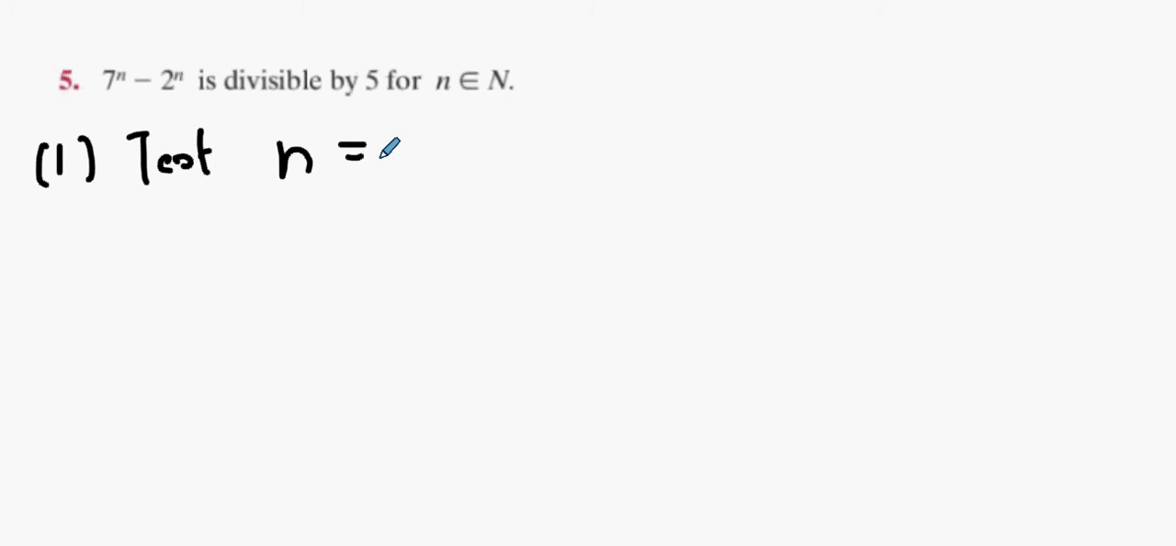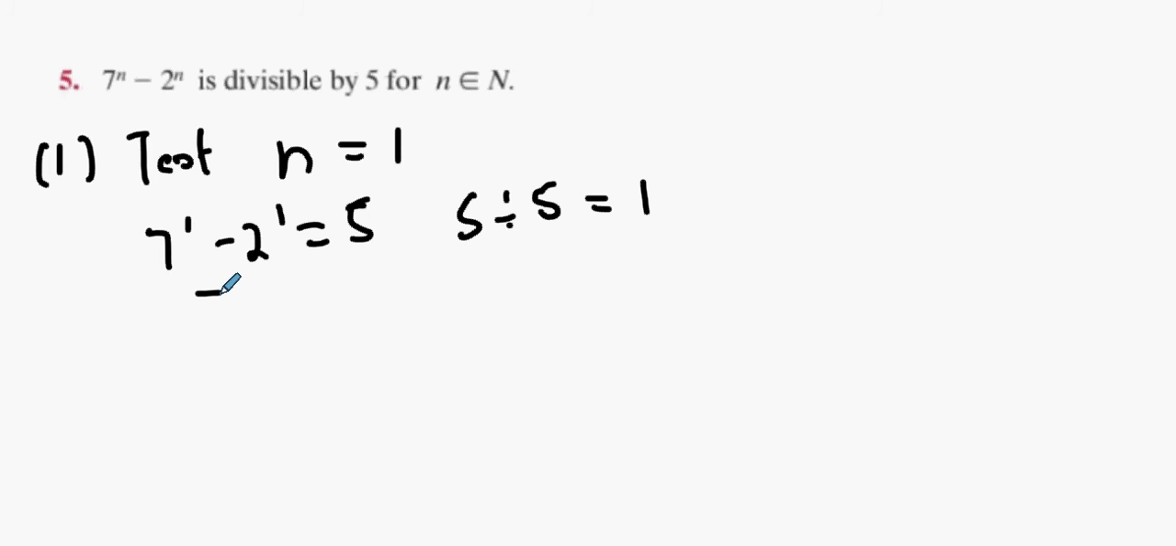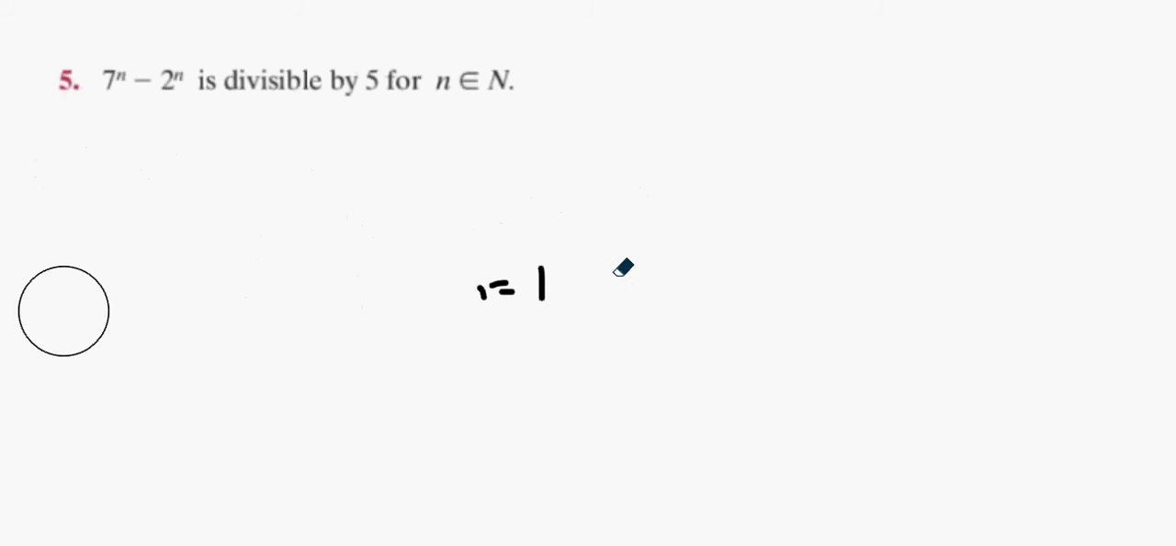Well, that didn't make the video, did it? Now, test n equals 1. 10 to the power 1 minus 2 to the power 1 is 8... actually 7 to the power 1 minus 2 to the power 1 is 5. 5 divided by 5 is 1. True for n equals 1. Alright, just going to get rid of that step then. We're going to go for step 2.